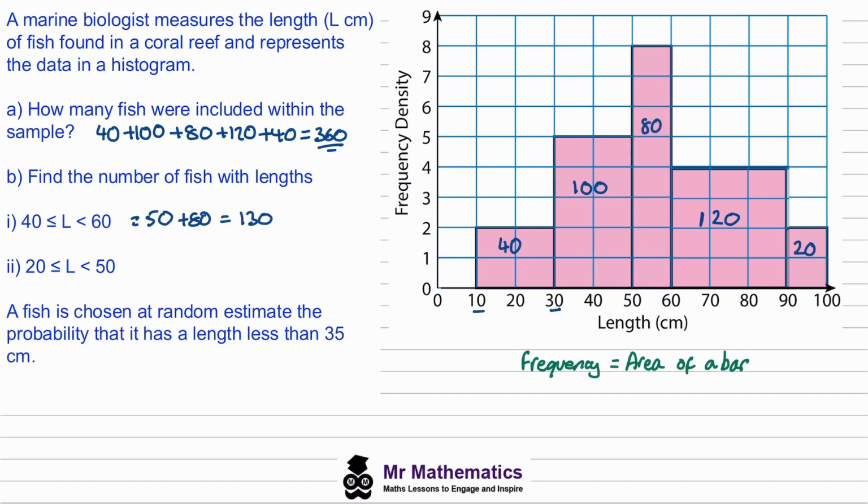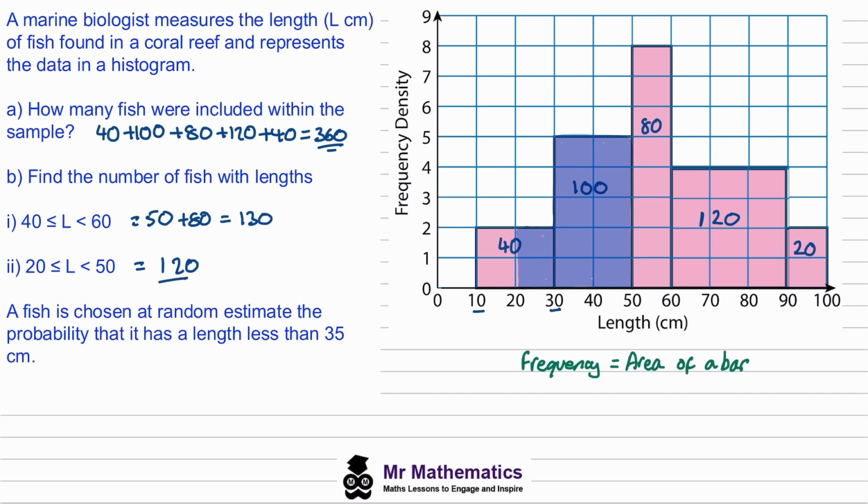And then for part 2, the number of fish with lengths between 20 and 50 will be in this region that I've shaded in blue. So we're looking at all of the 100 and half of this 40. So this will be a total of 120 fish.